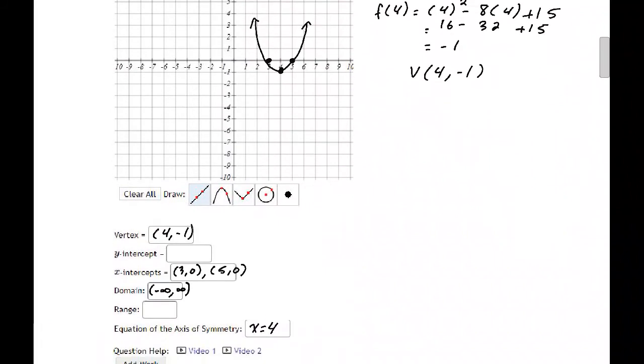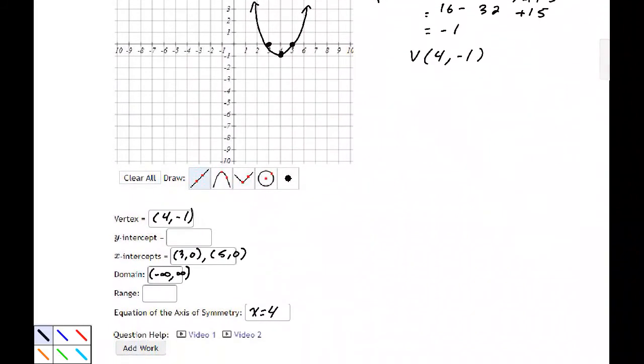Now, the range is given from the vertex. Because we have a minimum here, our range is the lowest point here, negative 1, and increasing on up. So my range would be bracket negative 1, comma, infinity, close parentheses. If my graph opened down, it would be from minus infinity to whatever that highest point is. So that would vary depending on what the a value is.